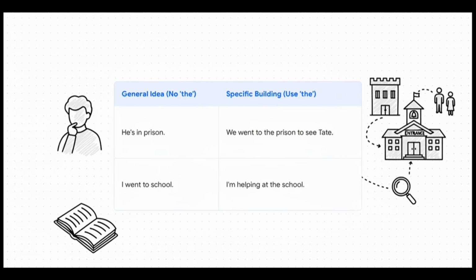Let's look at this in action because it makes it so much clearer. If you say, "He's in prison," it means he's a prisoner. He's there for the purpose of the institution. But if you say, "We went to the prison to see Tate," it means you were just a visitor at a specific building. Same thing for school. "I went to school" means you were a student, but "I'm helping at the school" refers to that one particular school building down the road.